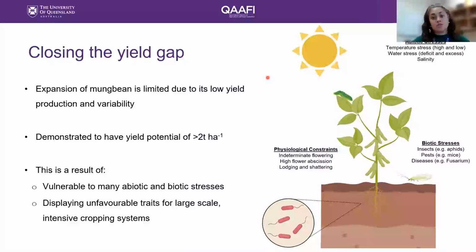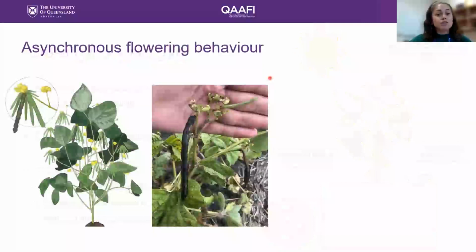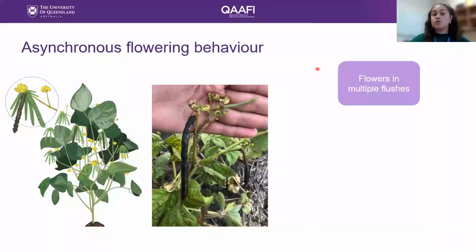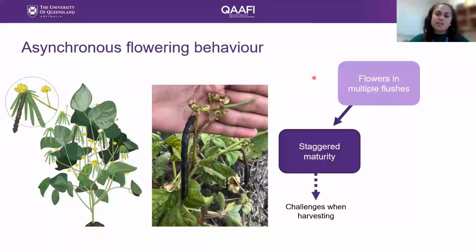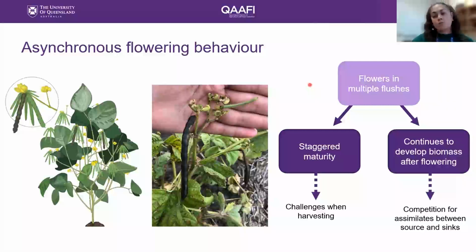The reason for this is due to a number of things, in particular, Mungbean being quite vulnerable to a range of abiotic and biotic stresses, as well as this crop displaying a range of unfavorable traits for large-scale intensive cropping systems. The trait in particular that I'm interested in is its asynchronous flowering behaviour. Essentially, this means that the plant will produce flowers in multiple flushes, and this leads to the plant having a staggered maturity, which can create a lot of challenges when harvesting in both hand harvesting and mechanical systems. It also means that the plant will continue to produce biomass after flowering, which creates competition for resources between the leaf biomass and the yield components.